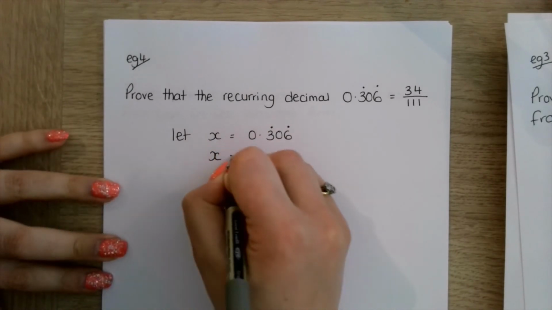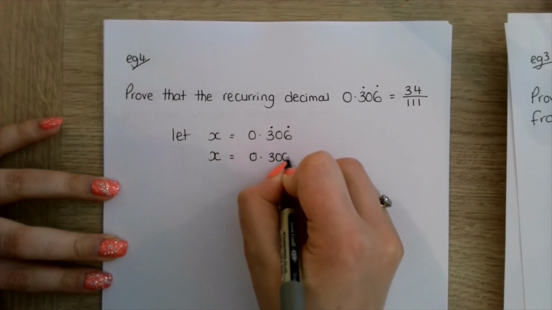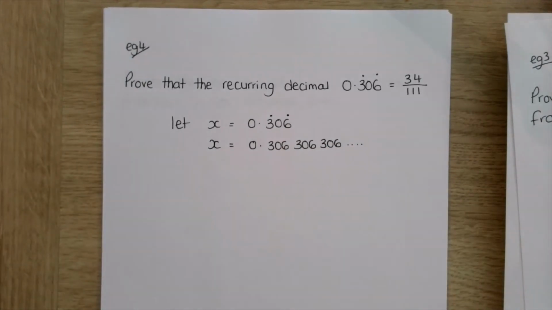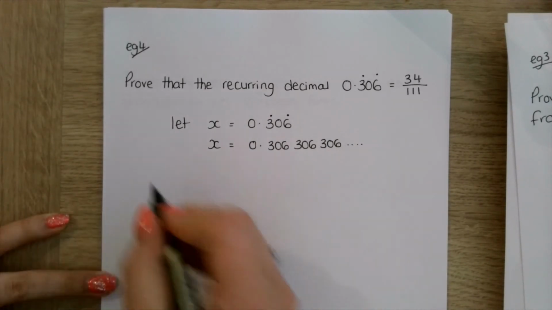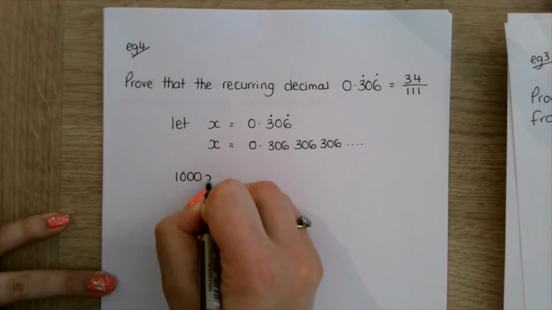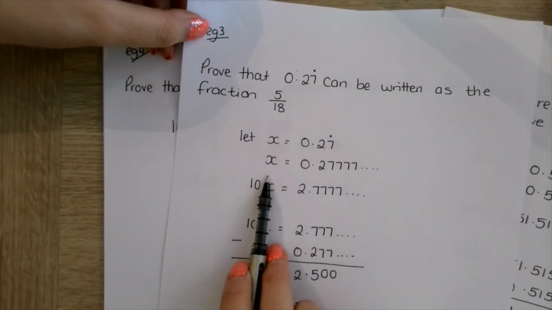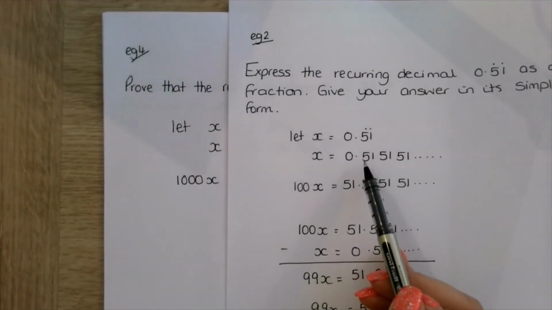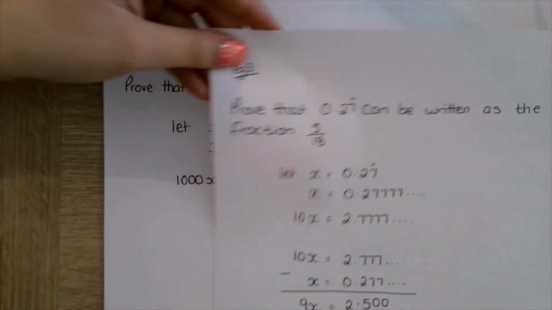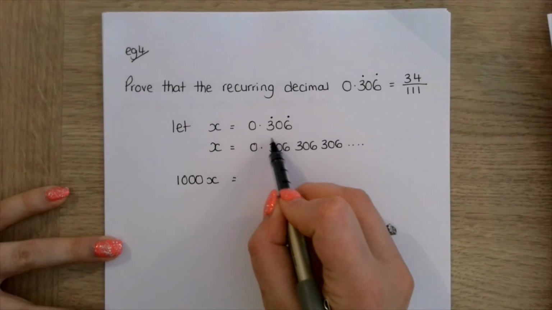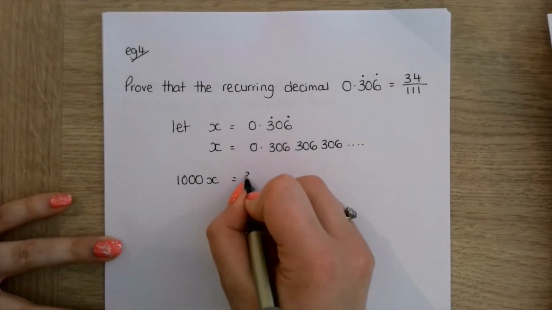So x is going to be 0.306 forever. 3 numbers are recurring this time, the 3, the 0 and the 6. So I'm going to multiply by 1000. So remember, when there's one number that is recurring, I multiply by 10. When there were 2 numbers that were recurring, I multiply by 100. If there are 4 numbers recurring, you'd multiply by 10,000, etc. It just works like that. So going back to this one, I get 1000x, so I'm going to need to multiply by 1000.